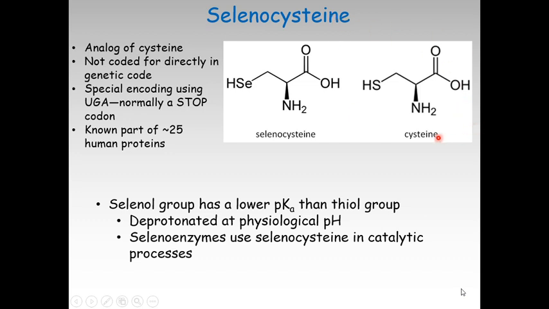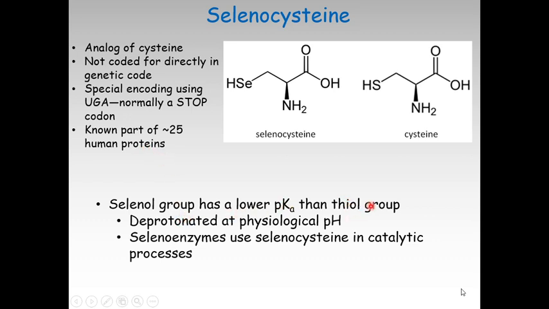Selenocysteine is an analog of cysteine. The only difference is that the SH group is replaced by SeH, and it is not coded for directly in the genetic code. Remember, the genetic code or codon makes proteins, right? Each amino acid is coded by 3 nucleotides, which are called codons. Special encoding is used, and that is UGA. Normally, it's a stop codon, but it is used by ribosomes to code for selenocysteine. It is known as a part of about 25 human proteins.